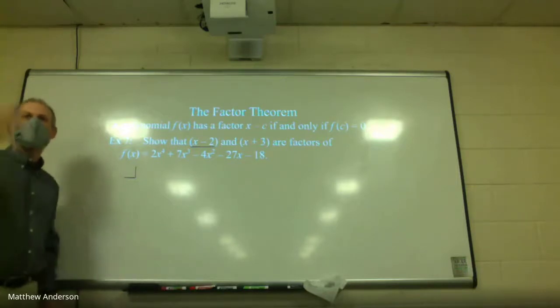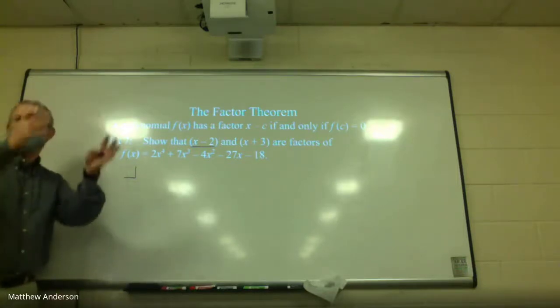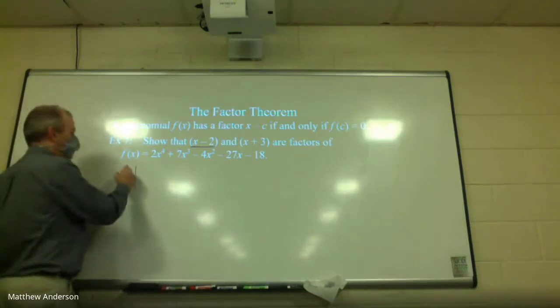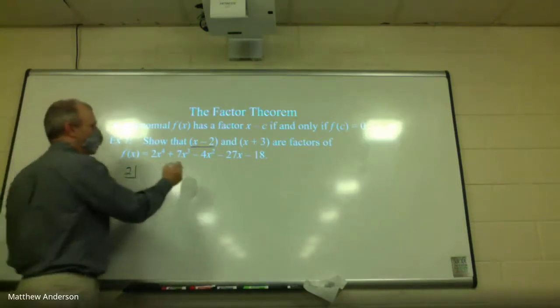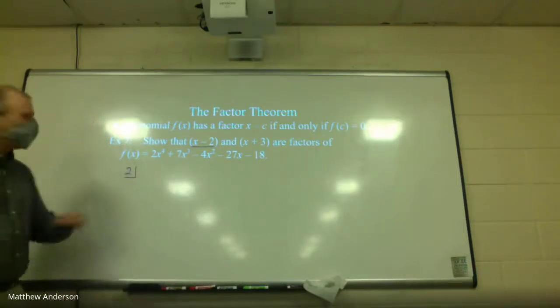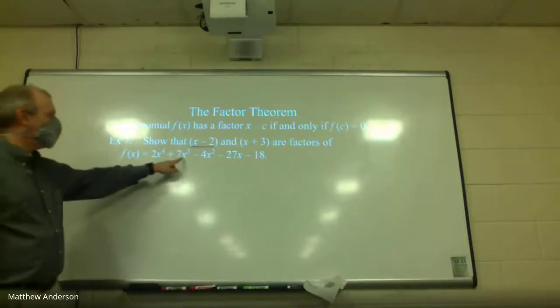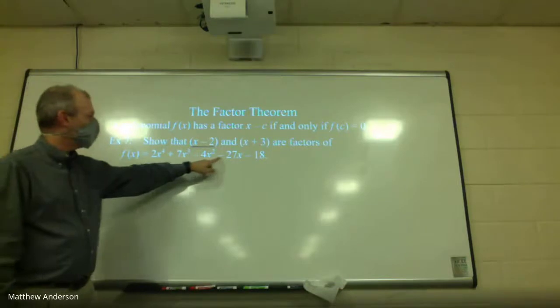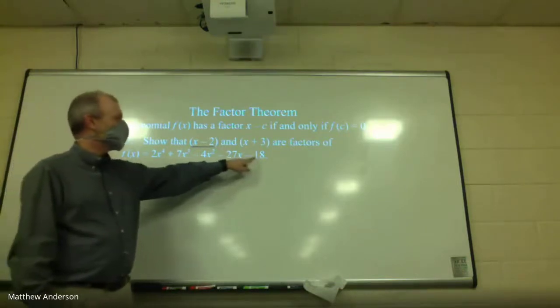They're not saying use a certain number. They're saying here's the factor. You have to divide to see if it's going to work. So 2 goes here. We're going to write down our numbers. Do we have any missing terms? Oh, by the way, this says 2x to the 4th plus 7x cubed minus 4x squared minus 27x minus 18.